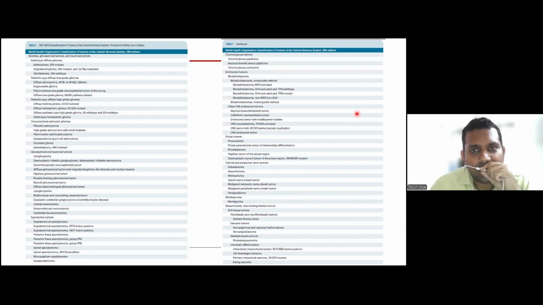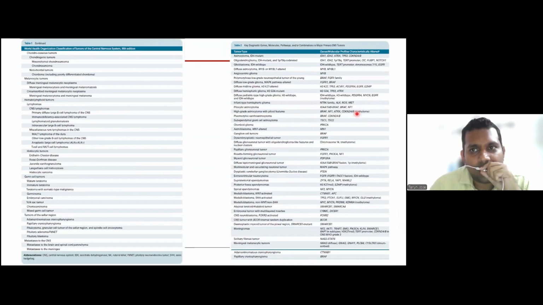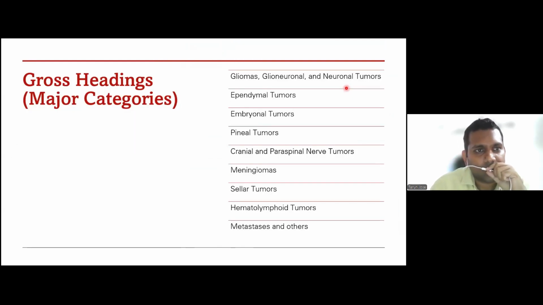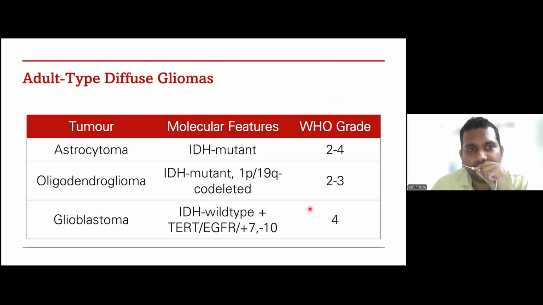The entire classification, if you see, is a long list, and they are also given the genes and molecular profiles accordingly. Major headings will include gliomas, glioneuronal and neuronal tumors, ependymomas, embryonal tumors, pineal tumors, cranial and paraspinal nerve tumors, meningiomas, sellar region tumors, metastases, and hematolymphoid tumors.